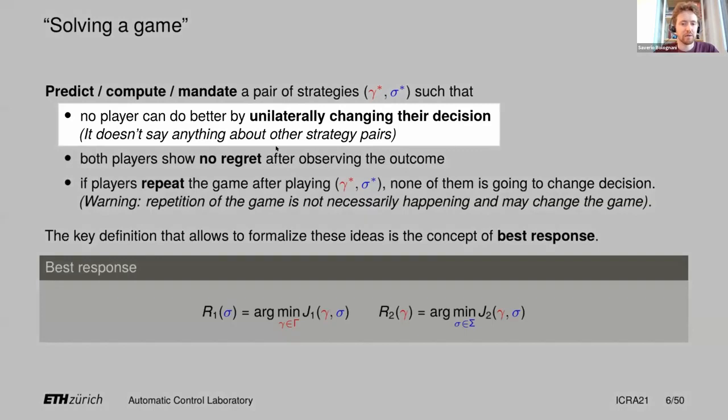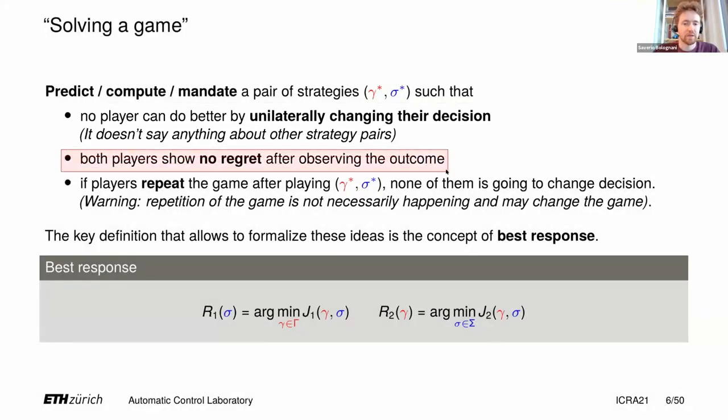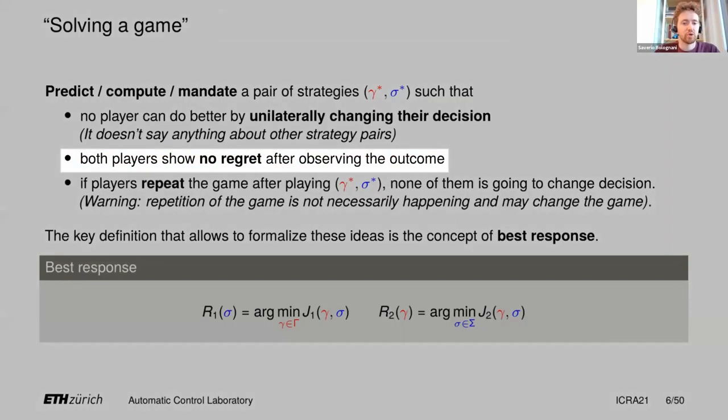This doesn't say anything about other strategy pairs in which both of them change the decision, right? But unilaterally, they cannot, they're not better off by changing their decision. Similarly, or perfectly equivalent, players should show no regrets after they observe the outcome, right? They make the decision, they observe the outcome, they wouldn't go back in time and change their decision.